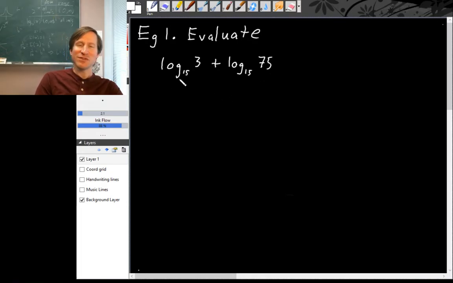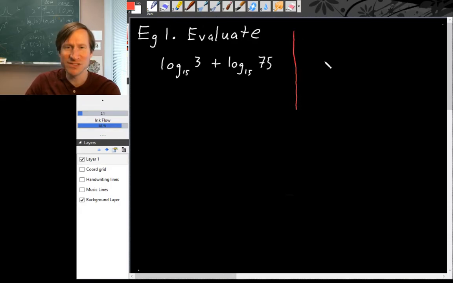So you might first think about evaluating this directly, but if you try to think of what power on 15 would produce 3 in order to evaluate log base 15 of 3, well, there's no nice exponent that you could put on 15 to produce 3. So whatever this first logarithm is, it's not going to be very nice. So that might make you think, well, maybe I should look for some other options. And with logarithms, there are usually options for how to write what the expression is.